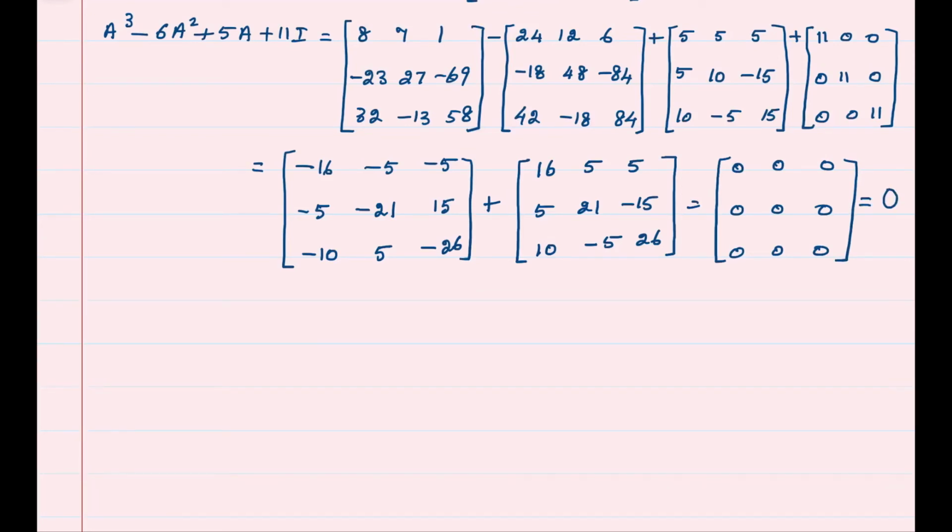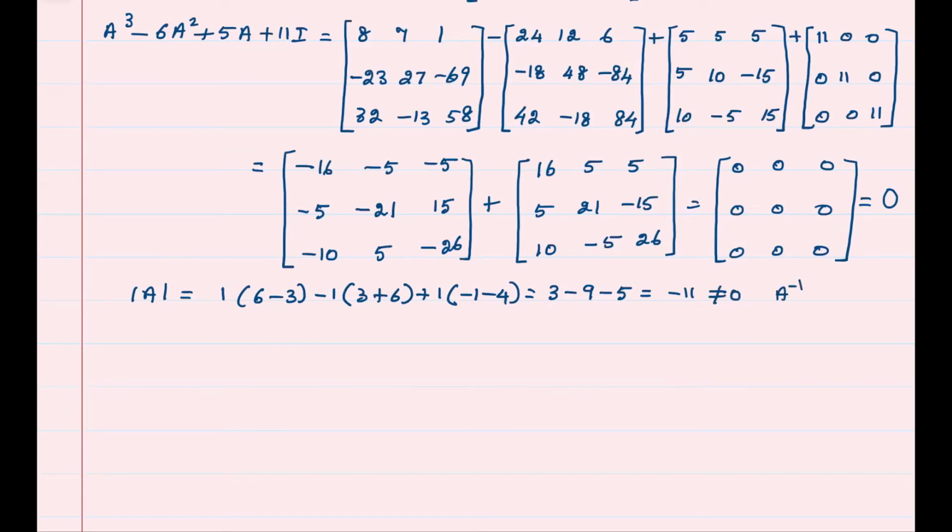Now the second part of the question is, hence find A inverse. We will find the determinant value of A, expanding along the first row. 1 into 6 minus 3, minus 1 into 3 plus 6, plus 1 into minus 1 minus 4. 3 minus 9 minus 5. Minus 11, which is not 0, therefore A inverse exists.